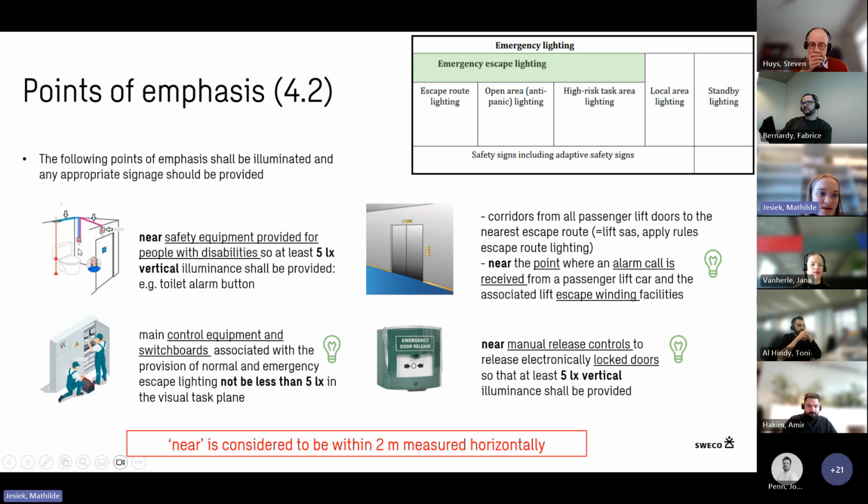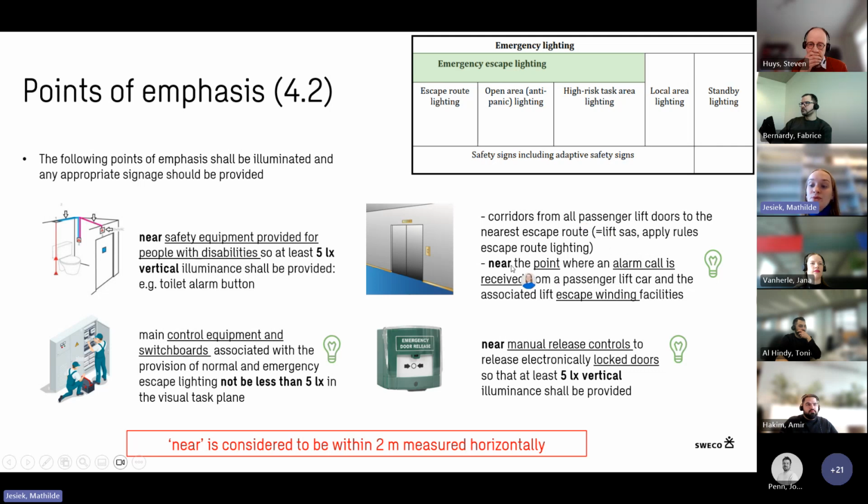You have in toilets sometimes strings and buttons in toilets for disabled people. So there you will also need an emergency light. And then also the control equipment and switchboard. This is something we were actually already doing in our designs, but it wasn't specified that directly in the norm. But now it's also really mentioned in the norm.